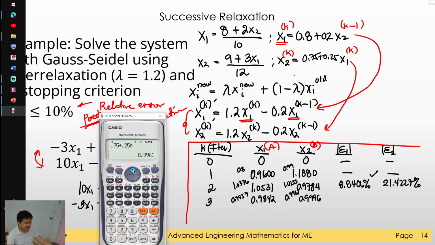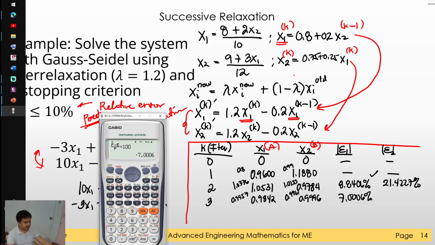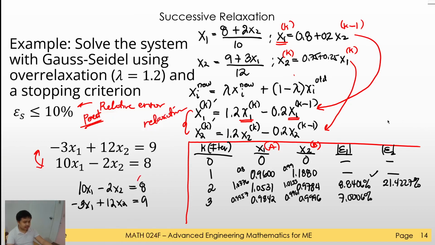So we have the other formula. So the present for x of 1, we have 0.9842 and 1.0531. Okay, so we have 7.006%. And then for x of 2, we have 0.9996 and then 0.974. So this is 2.12%. So what can we say?